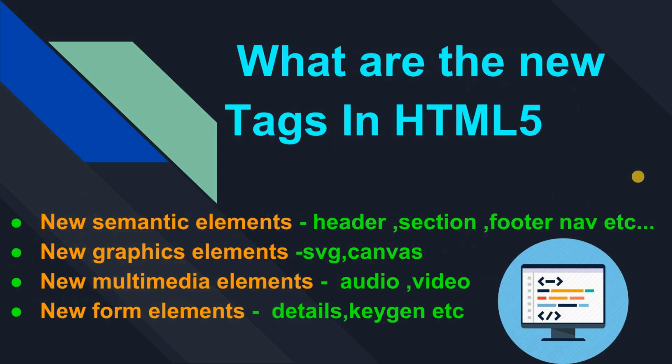Then the next question is, what are the new tags in HTML5? There are so many new tags in HTML5, but out of those, some examples are here. Semantic elements: header, section, footer, nav, etc. New graphics elements like SVG, canvas, etc. New multimedia elements like audio and video, and new form elements like details, keygen, etc.